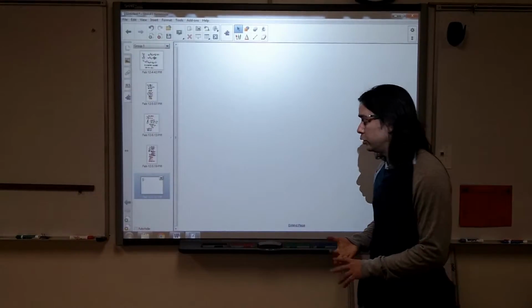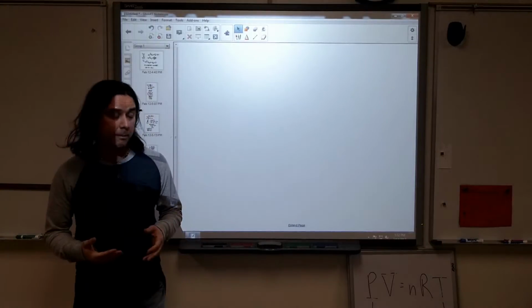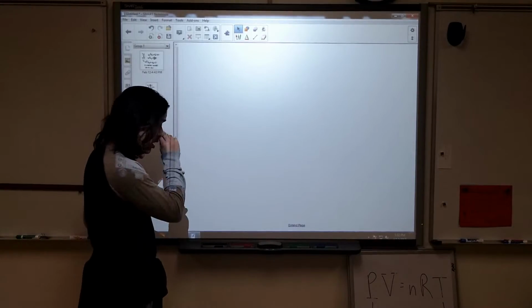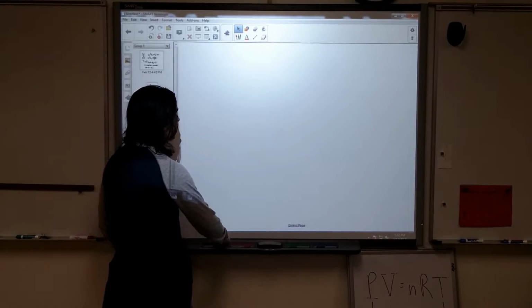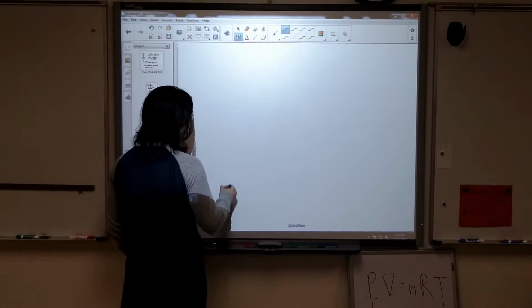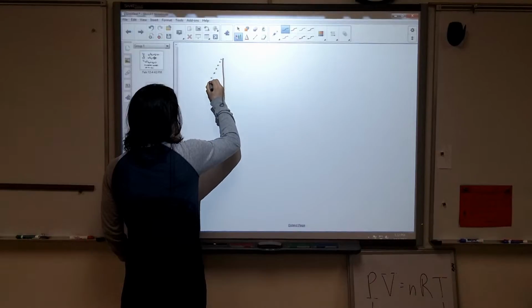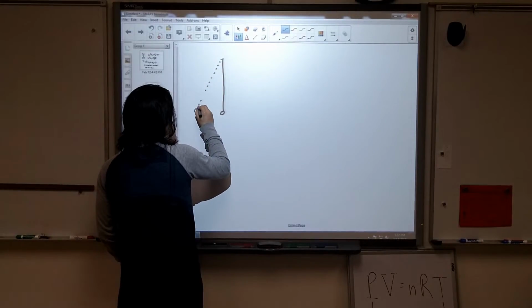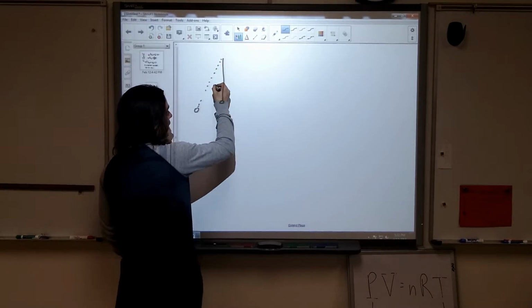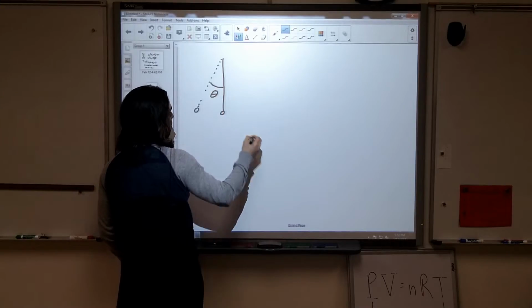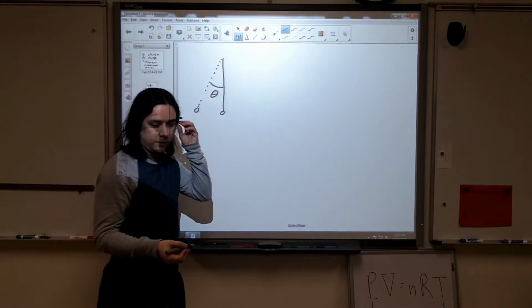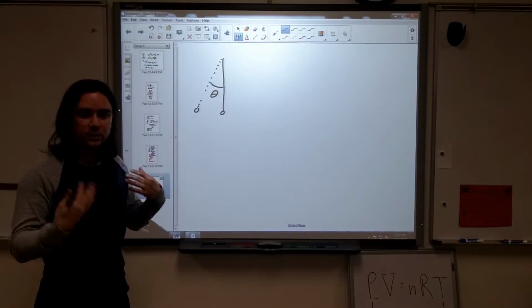So, we took a look at the spring oscillating, or a mass oscillating on a spring, just a moment ago. We're going to go through and take a look at the other simple harmonic oscillator, which is a simple pendulum that has been moved by a very small amount, theta.